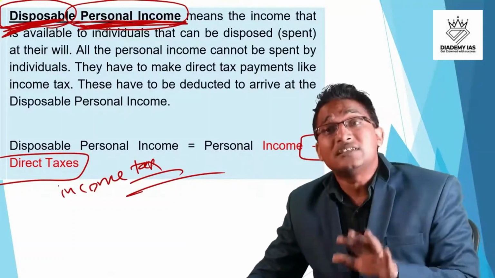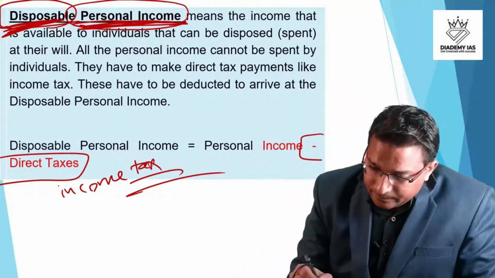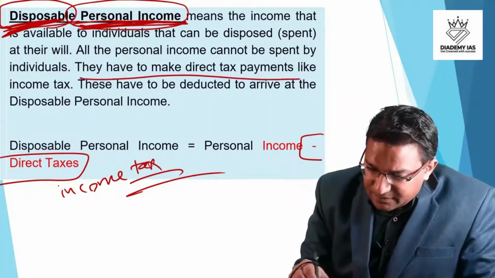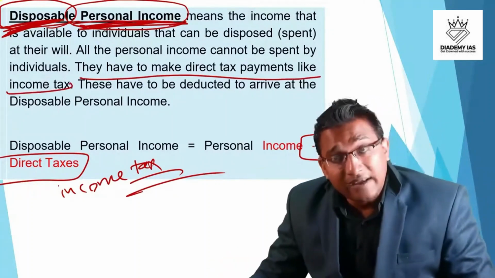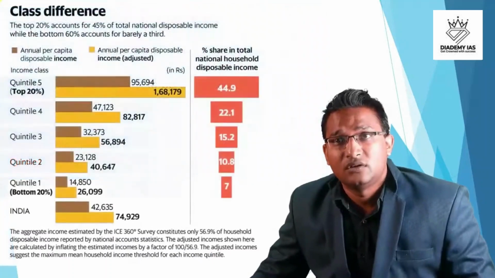Why do we reduce this tax amount? We reduce it because this tax amount is mandatory to be paid, right? They have to make the tax payment, like income tax. It is mandatory to be paid. It cannot be spent at the discretion of the individual.